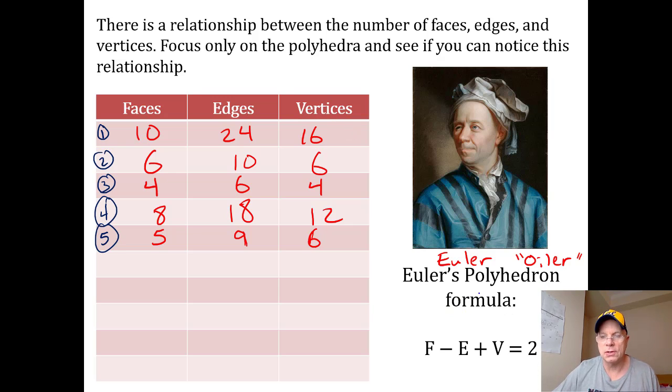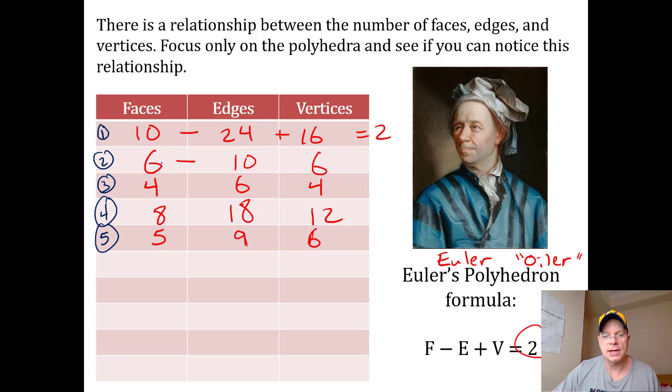The answer, Euler's polyhedron formula, is that if you take the faces and you subtract the edges and you add the vertices, you always get 2. And so 10 minus 24 plus 16 should equal 2. 10 minus 24 is negative 14, and negative 14 plus 16 is 2.